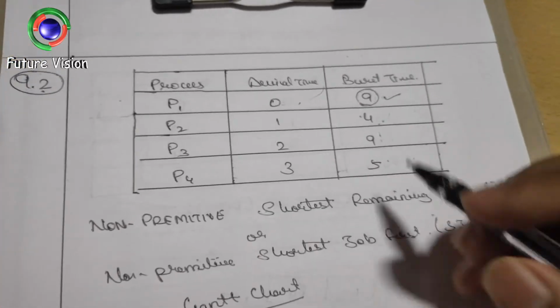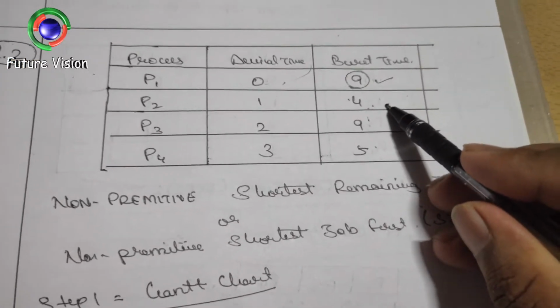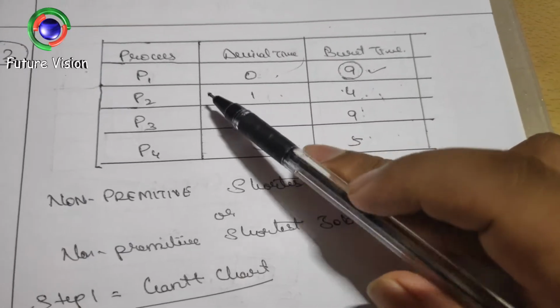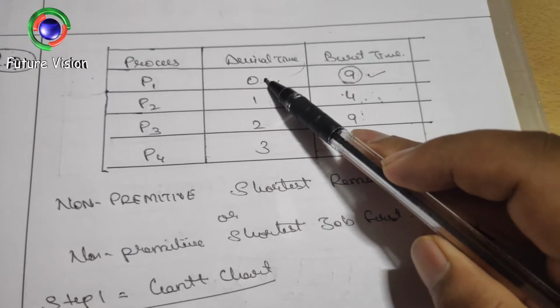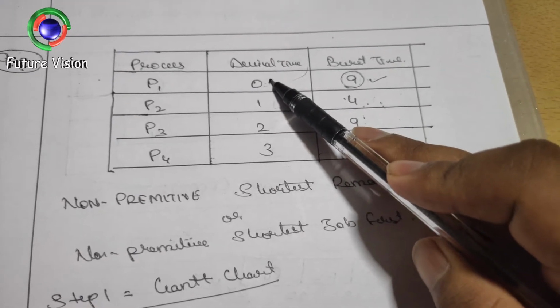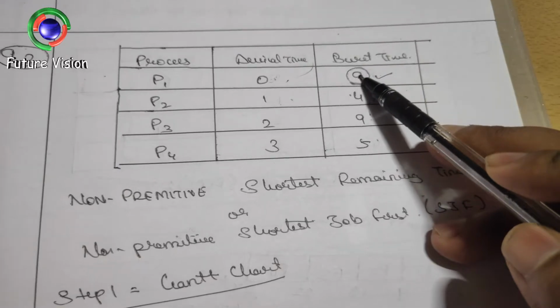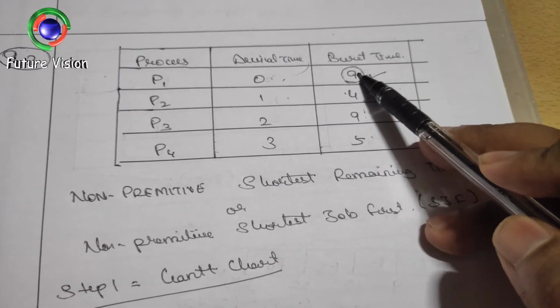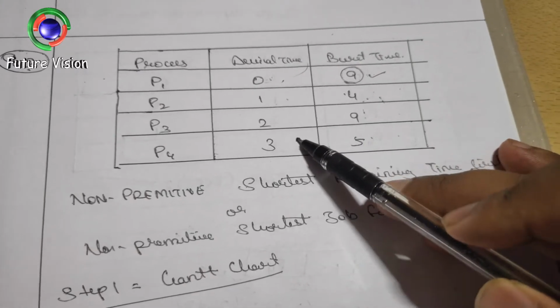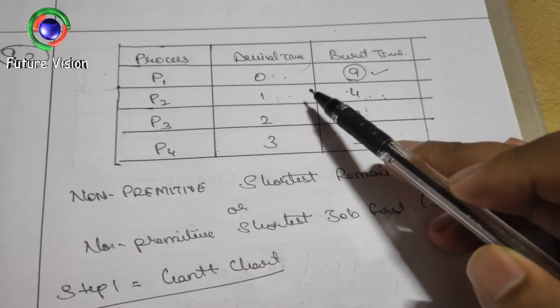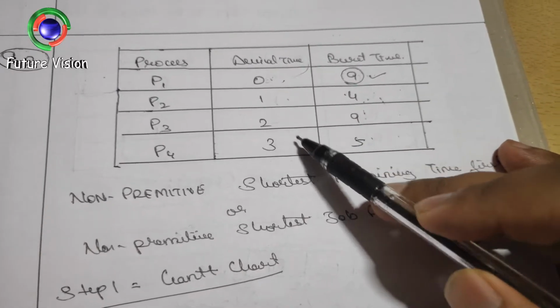Why didn't we take P2 in the first place? The arrival time of P2 is 1, whereas the arrival time of P1 is 0. So it is non-preemptive. P1 completes its execution till the complete burst time. We cannot stop P1 from executing. But P2, P3, P4 arrive into the ready queue while P1 is executing. So we are comparing P2, P3, P4.